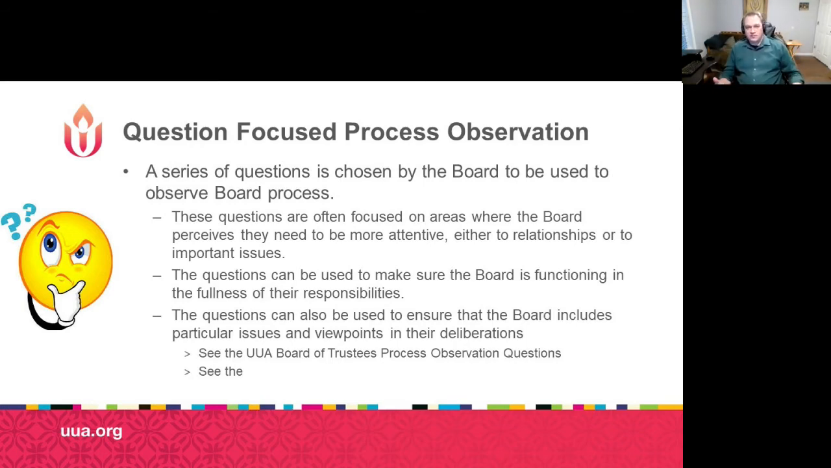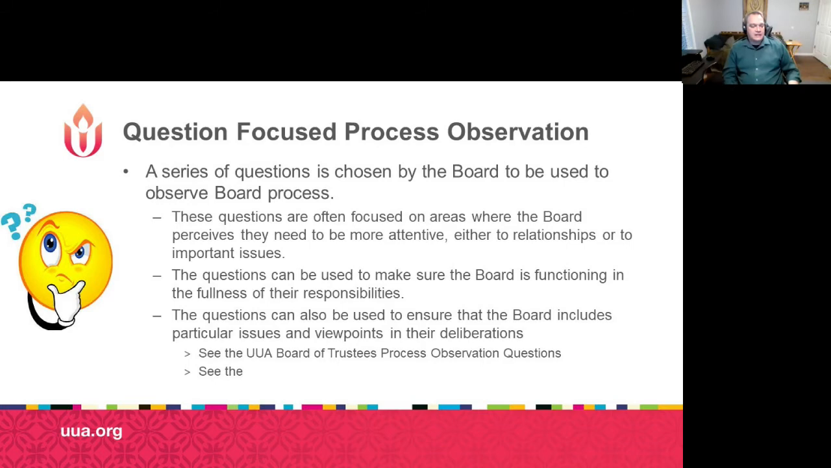So some example questions could be, how did we engage in equity in this meeting? And then have the board together discuss how equity played out in the meeting. Was there equity of time? Was there space enough for everybody to have the ability to speak in the board, or did one voice dominate the board meeting?